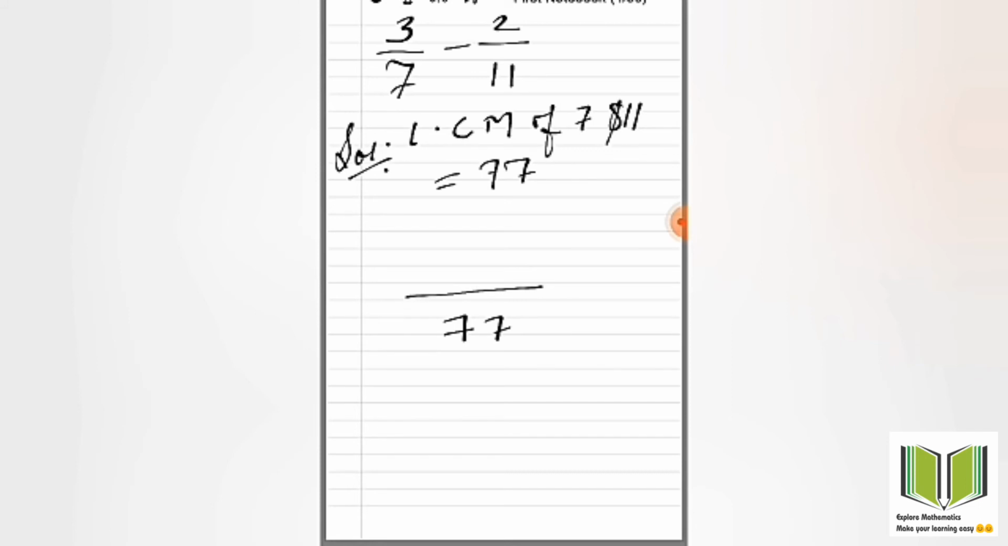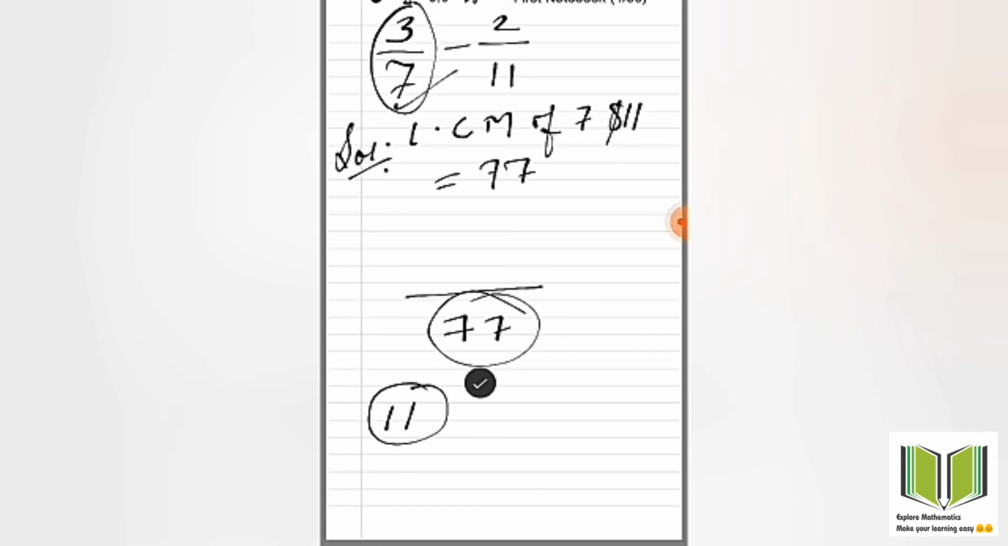Next task is first division, then multiplication. So firstly we divide this denominator by denominator of our respective fraction. Here the denominator is 7, so divide 77 by 7, and by dividing 77 by 7 we get 11. Now multiply this 11 by numerator, and numerator is 3, and we know 11 3s are 33.